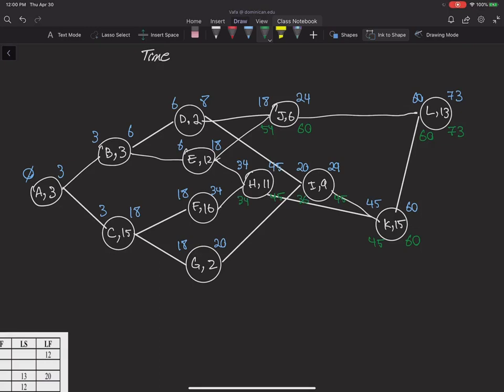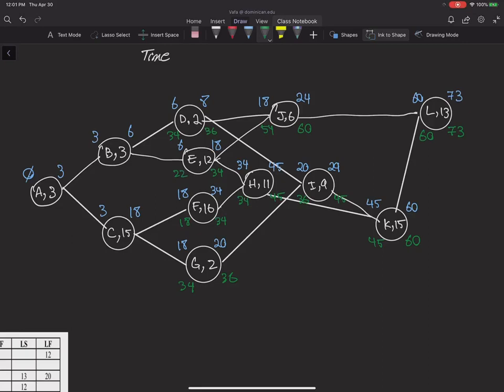And then since the late start for I is 36, late finish for D and G would also be 36. For D, 36 minus 2 gives me 34. And for G, 36 minus 2 also gives me 34. Since the late start for H is 34, late finish for E and F would be 34. So I put 34 here and here. For F, 34 minus 16 gives me 18. For E, 34 minus 12 gives me 22.